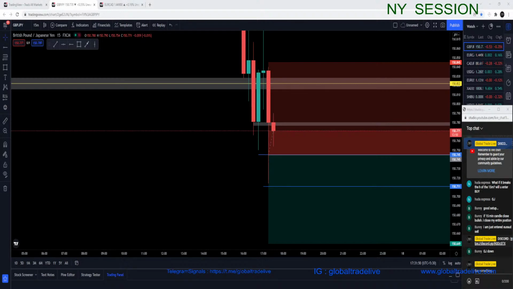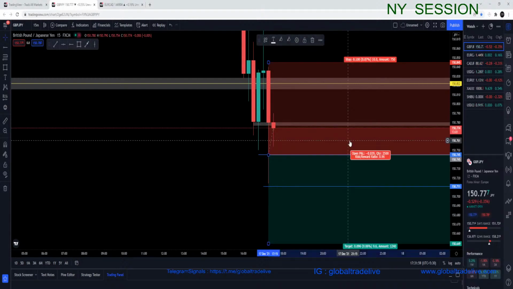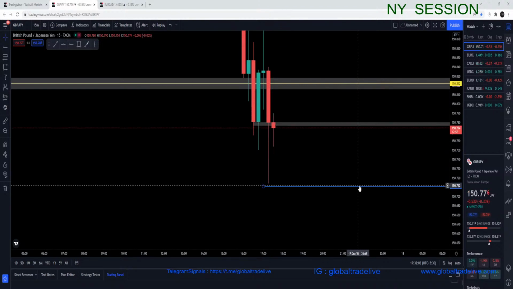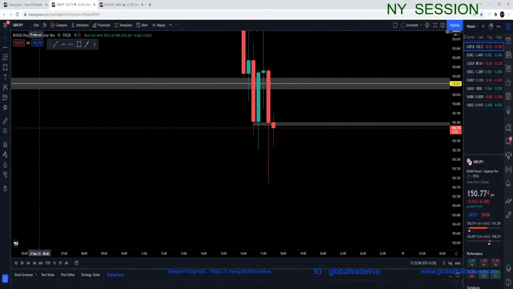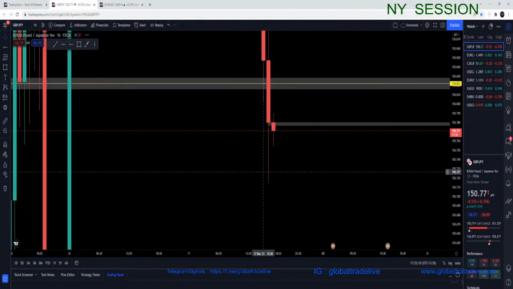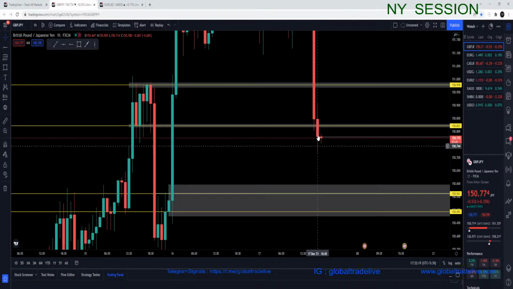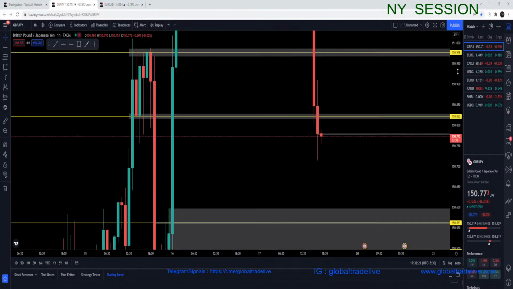Okay, at this point I have closed everything. Now changing my idea over here a little bit. This is EuroCAD. And I'm gonna wait for the 1 hour candle confirmation. So look over here, the previous 1 hour candle closed like a small body candle and with a wick rejection to the downside, right?